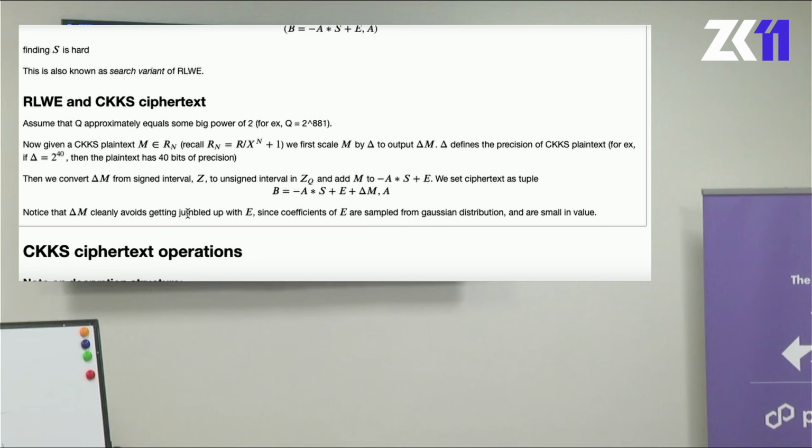Now if I give you B and A, you cannot find what M is because you do not know what S is. Before, the hardness assumption was that if I give you B and A, you cannot find what S is. Given that you cannot find S, you cannot find what delta M is. Okay? So this is the ciphertext. We've got this delta M. Any questions?